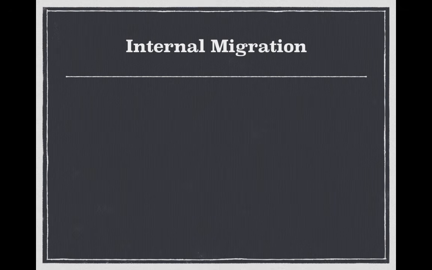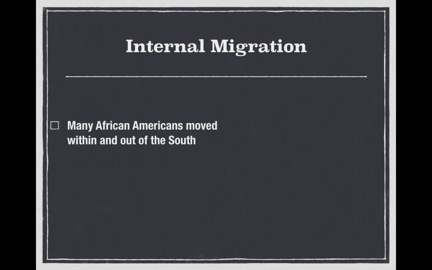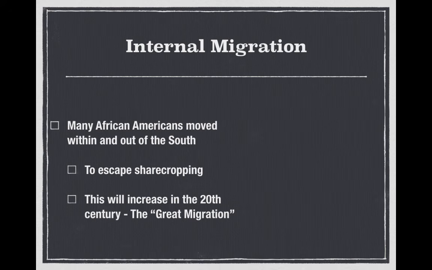So internal migration is also happening, meaning people are moving within the United States. Many African Americans are moving within and out of the South. They're doing so to escape sharecropping, and this will increase in the 20th century in what is known as the Great Migration, this massive movement of African Americans from the South to cities in the North. And we'll talk more about that in period 7.